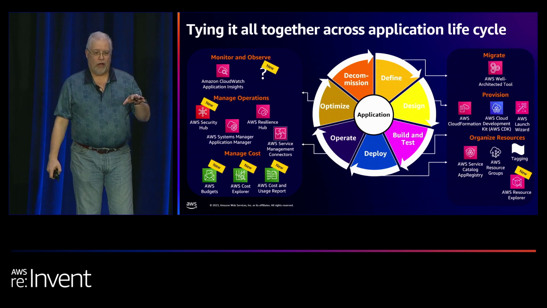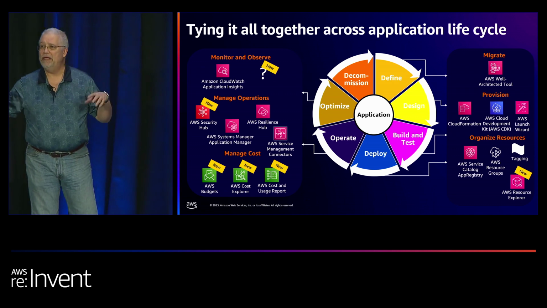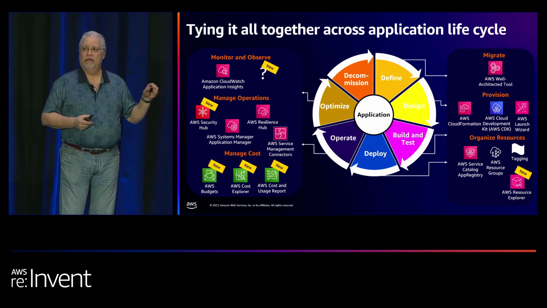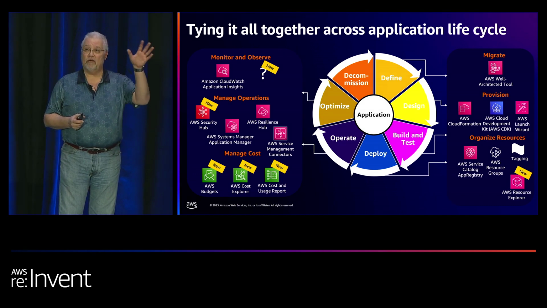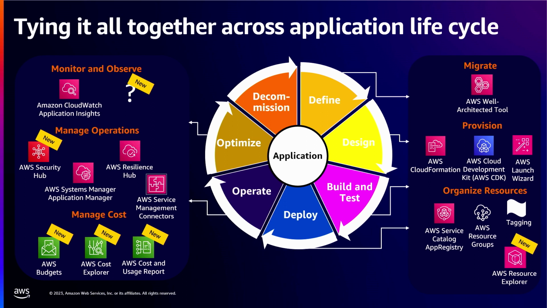So to sum it up, busy slide, a lot of things in here, but this is really bringing together all the pieces I just talked about. There's the application operations services. There's the services to create. So we've pretty much covered the whole life cycle of an application, from migration through provisioning, organizing resources, managing cost, managing operations, up to the notion of monitor and observe. They are all application aware and help drive the application operation story that we just talked about.